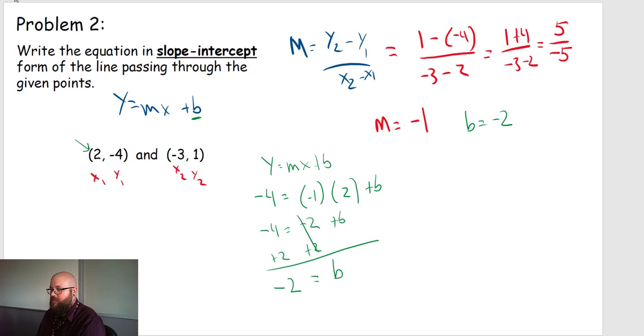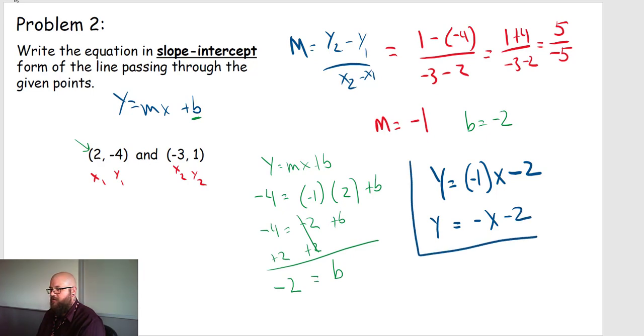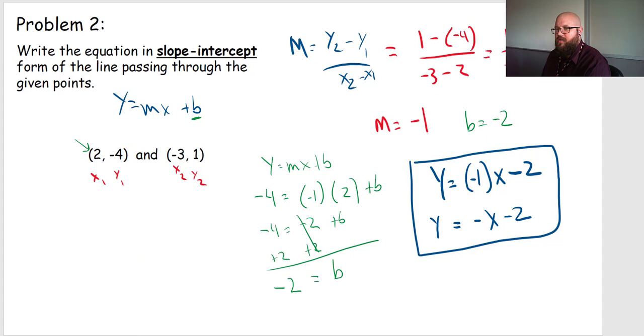Then you must write out your equation. So your equation is y equals your slope, negative 1 times x. And you can write plus negative 2, but because there's a negative there, I'm going to write minus 2. You could also write this as just simply y equals negative x minus 2. Either one of those is correct. Some people like to put the negative 1, some people just like to put the negative in front. Either way is acceptable.